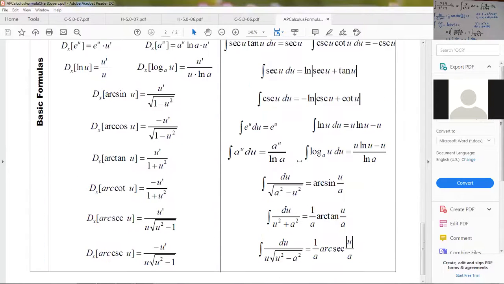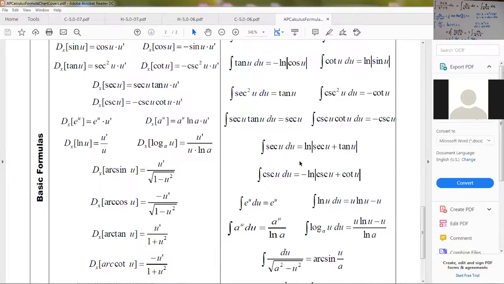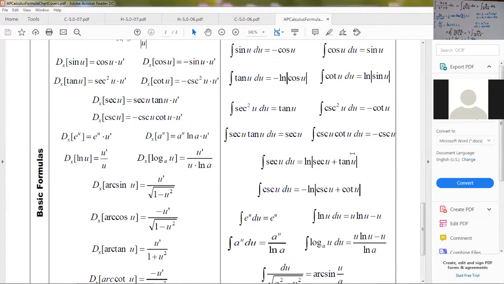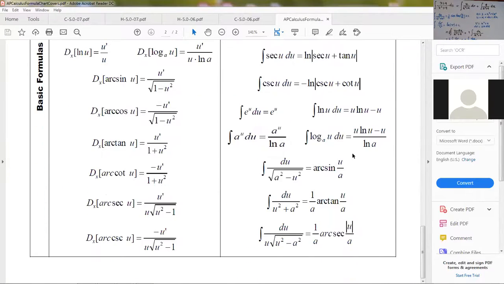Can you see the formula chart? Okay, here it is. These are the integrals we have. We have to make reference to these formulas to solve the problems we receive.